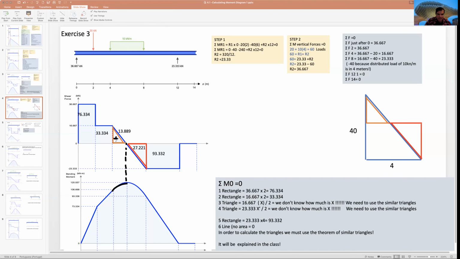This is positive, this is negative. I need one additional line. I cannot go up again because this number is negative. The sum will be smaller. You are plotting areas. Positive area, you go up. Positive area, you go up. Positive area, you go up. Negative area, you go down. And well, as you know, it's an inclined line.